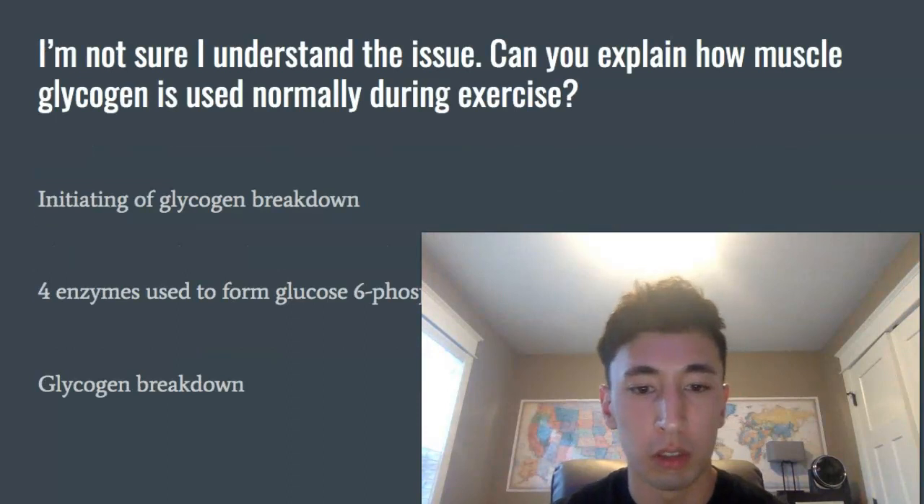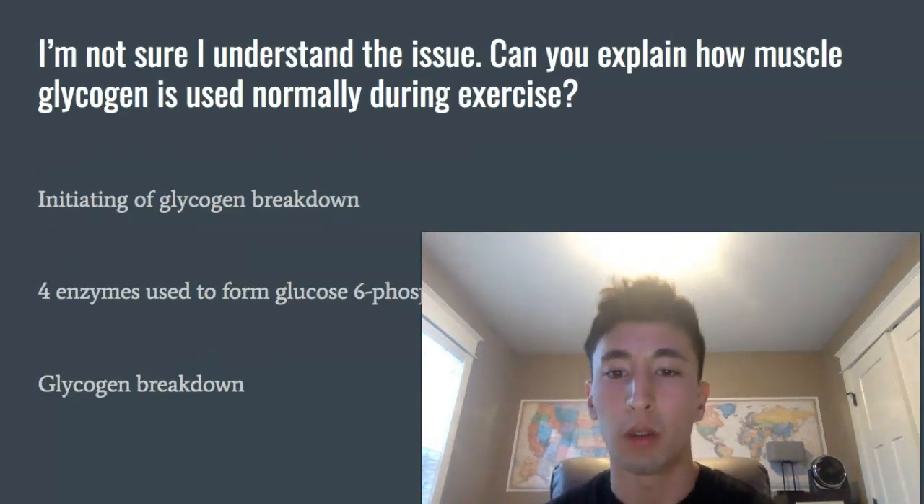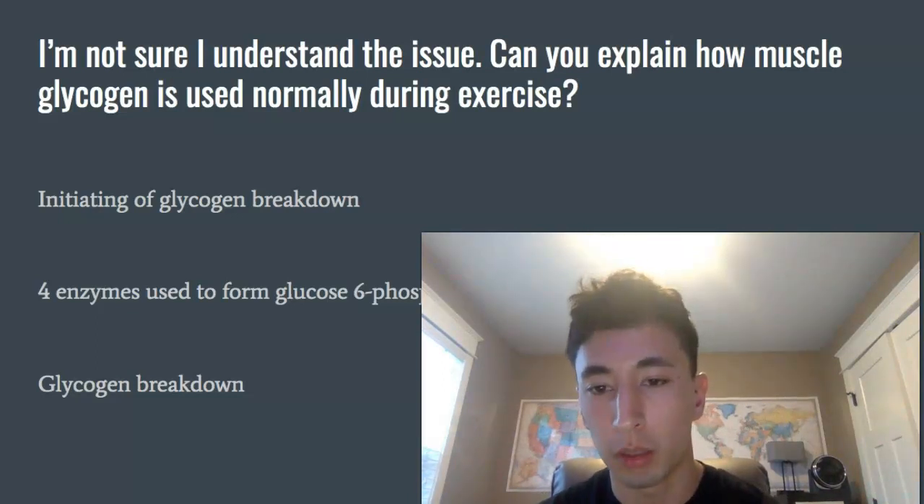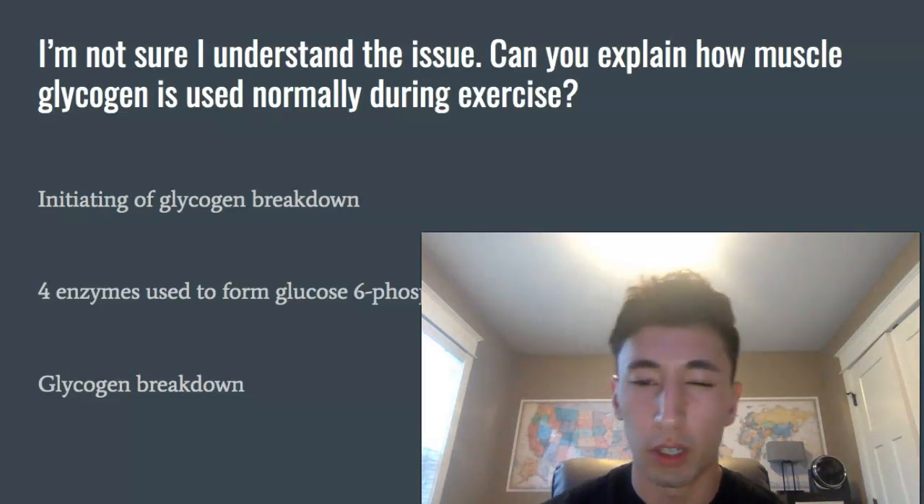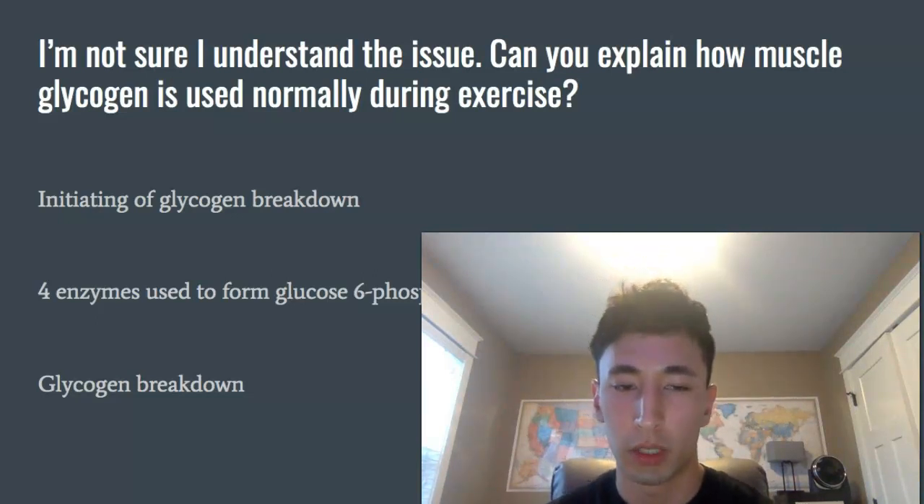Alright, so this slide's going to be a little long, but I'm going to explain how muscle glycogen is used normally during exercise. I'm going to break this up into three different categories. First, initiating glycogen breakdown, then the four enzymes used to form glucose 6-phosphate, and then finally glycogen breakdown.